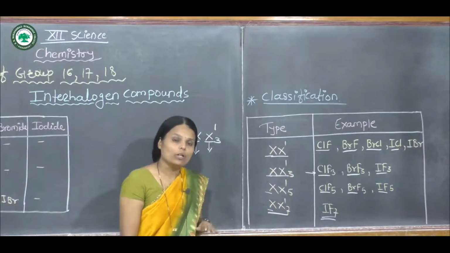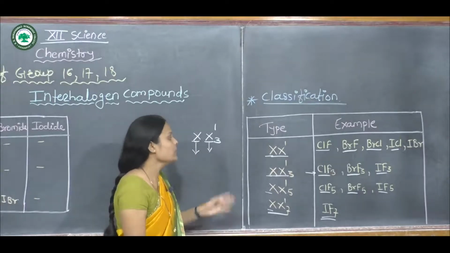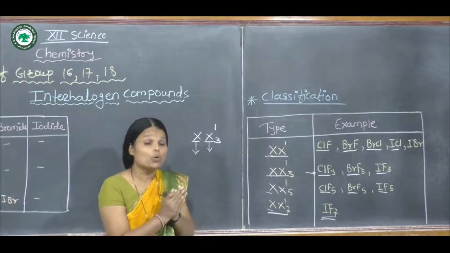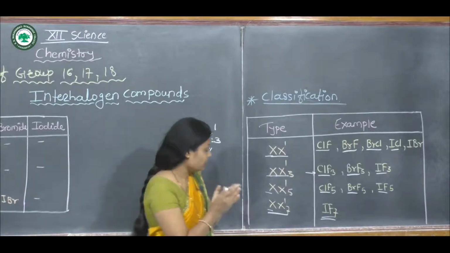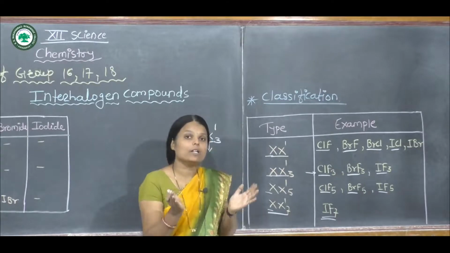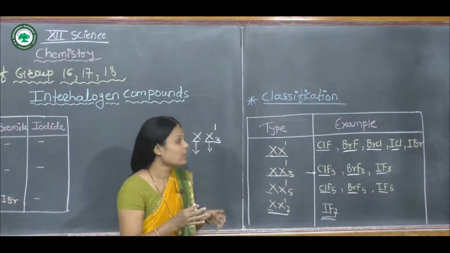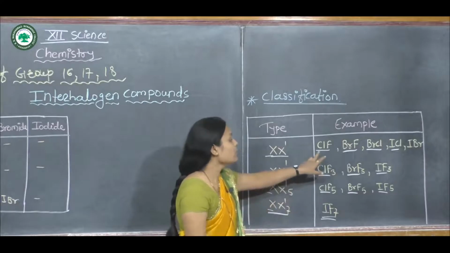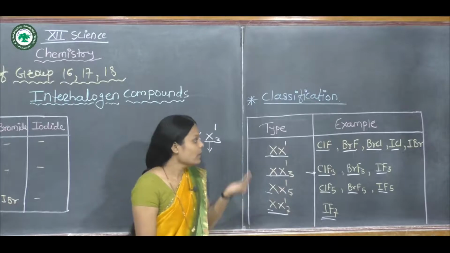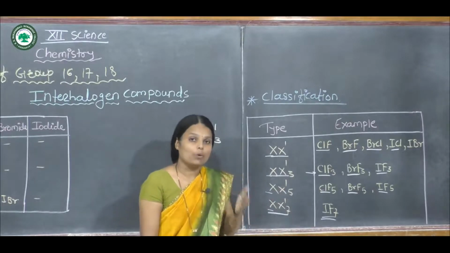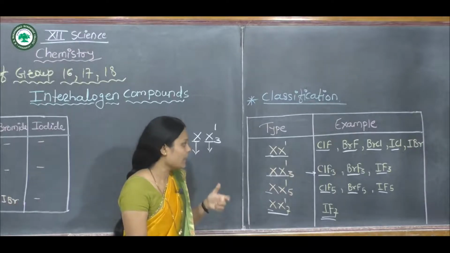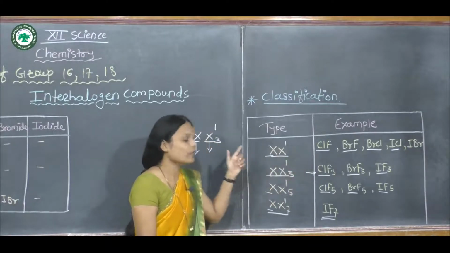There are 4 main types of interhalogen compounds. The first, X X dash, means mono fluorides; mono compounds react with mono compounds and then form a single compound. These are chlorine fluoride, bromine fluoride, bromine chloride, iodine chloride and iodine bromide. These are the names and examples of the first type.